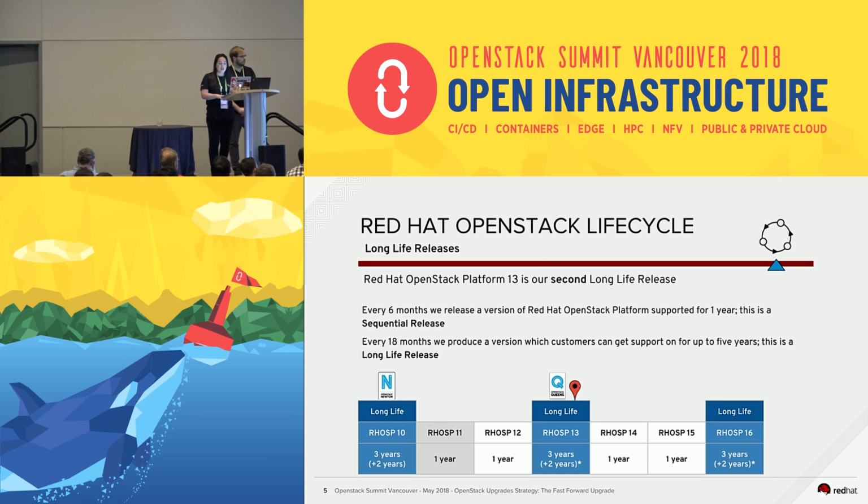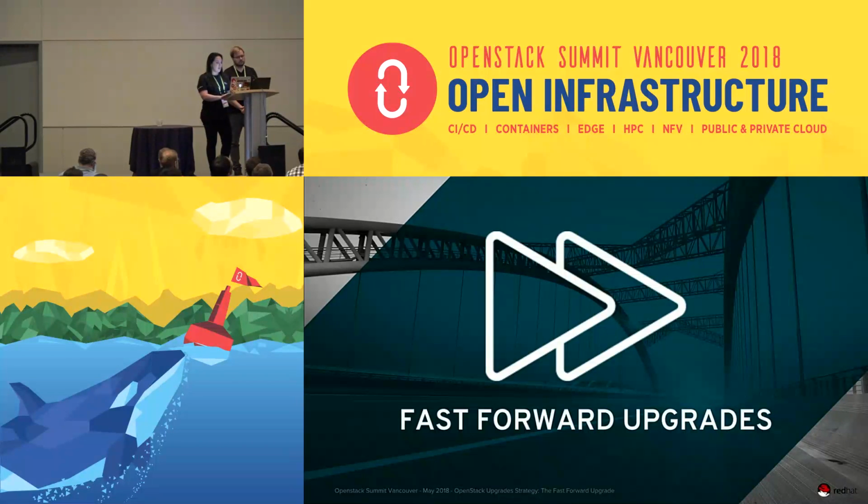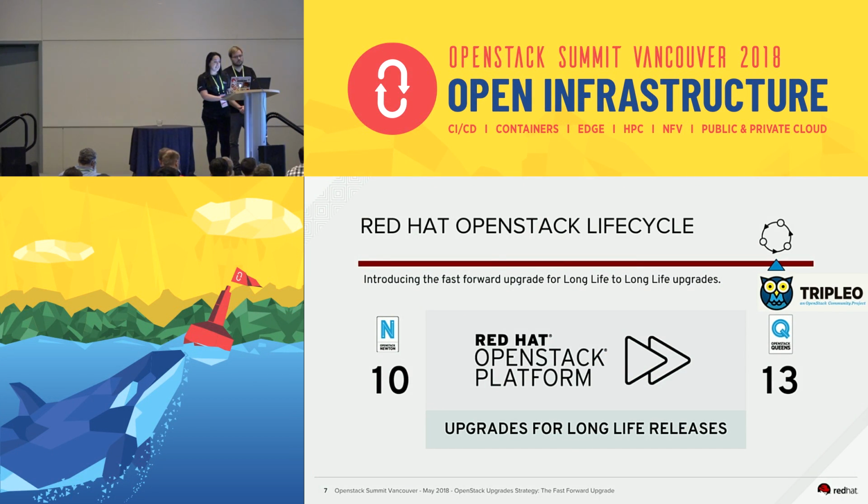Also this month, OpenStack 11 came out of support. So that is important to have this path to upgrade as well. And so we introduced the fast-forward upgrades. In this case, fast-forward upgrades take customers between long-life releases. This is the first for Red Hat OpenStack using Director based on Upstream TripleO. And we're using Platform Director and aiming to change the game for our OpenStack customers.